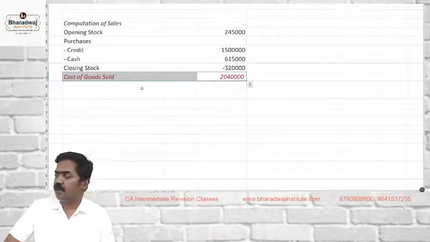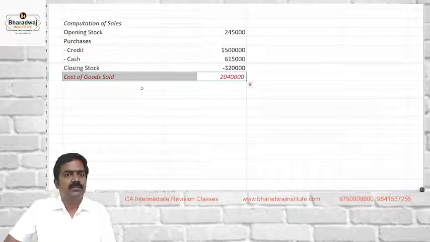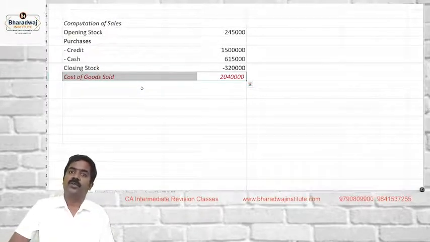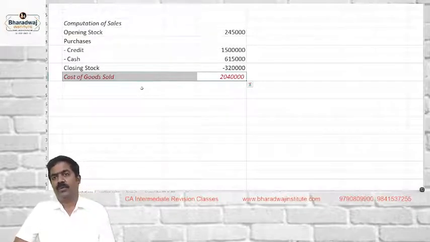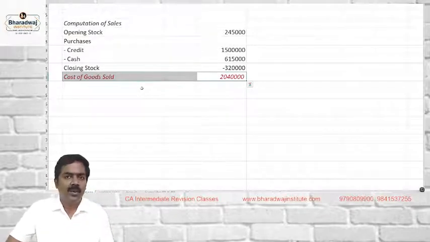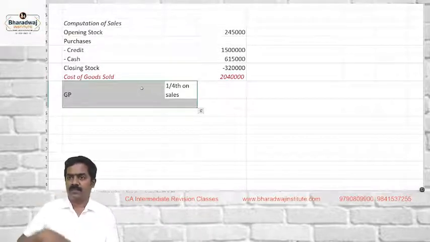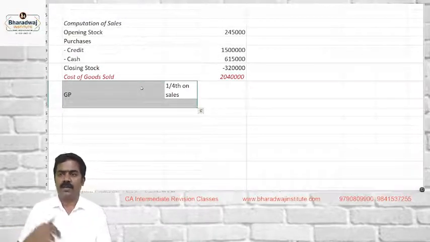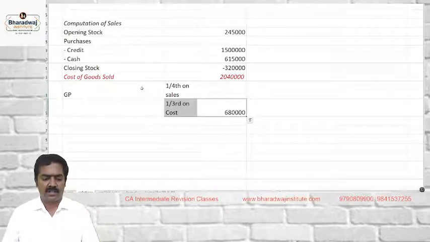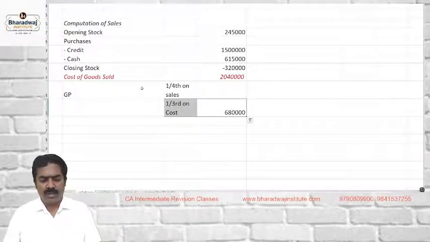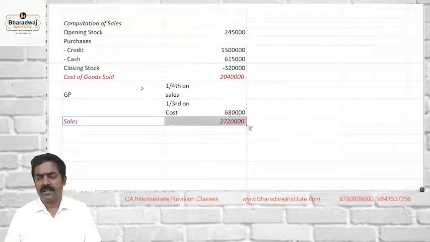Profit margin. What is the profit margin? 25%. 1/4 on sales. It will be 1/3 on cost. We are coming in reverse. 1/4 on sales will be what? 1/3 on cost. So add, you will get sales.